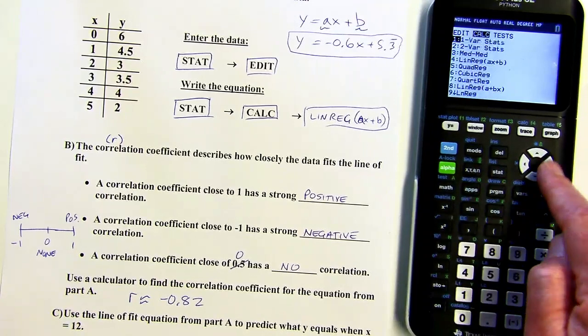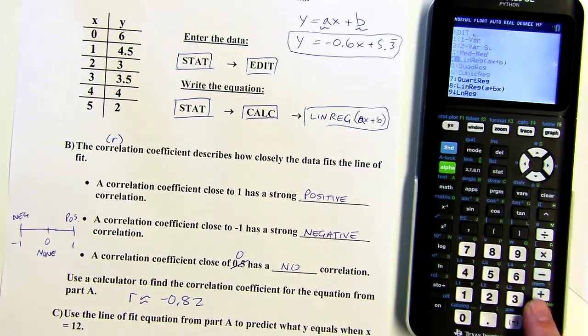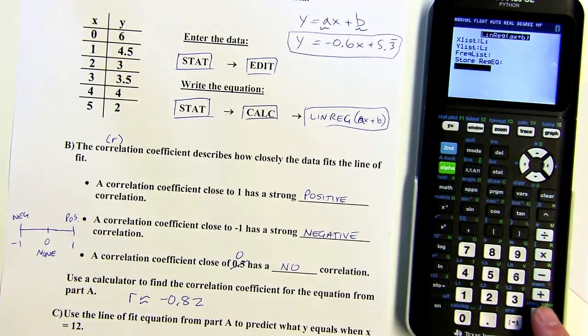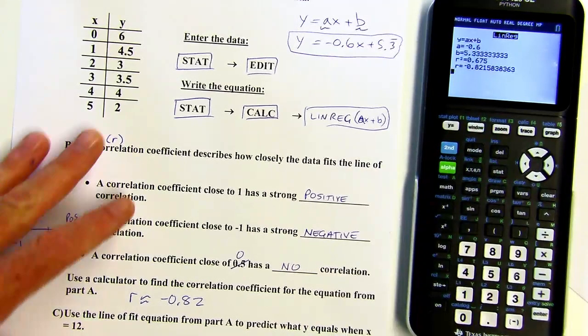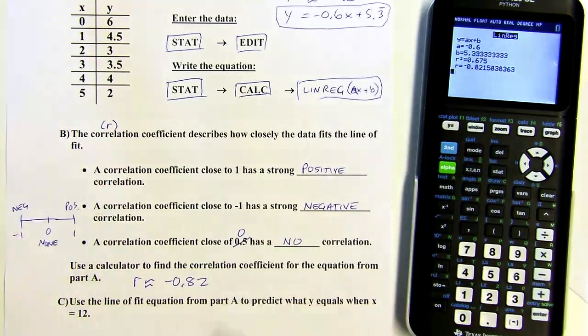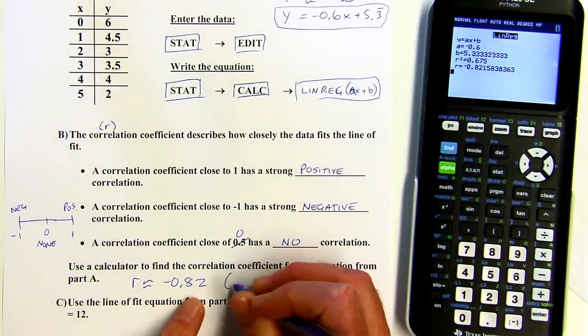So if I go to stat, calc, linear regression, and then you should have the R's on there. Don't worry about the R squared. We don't need that for now. But the R is the negative 0.82. So I can see that this has a negative correlation.